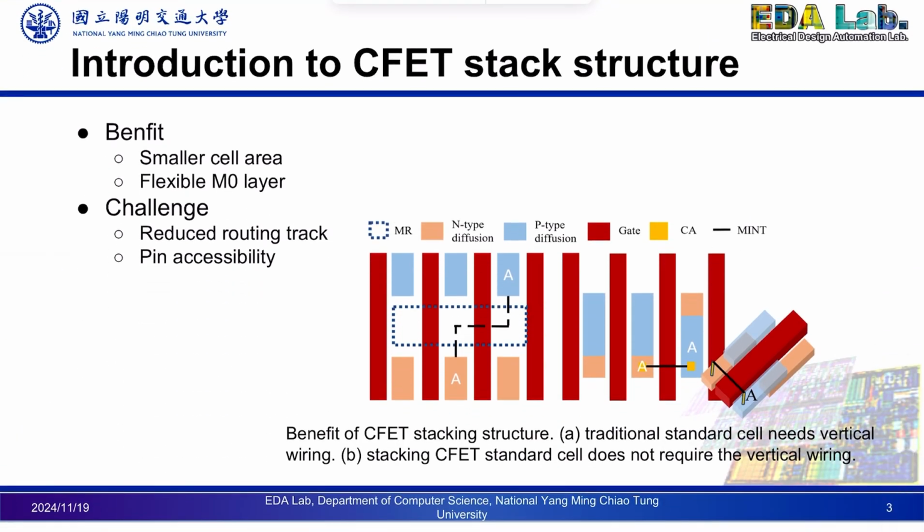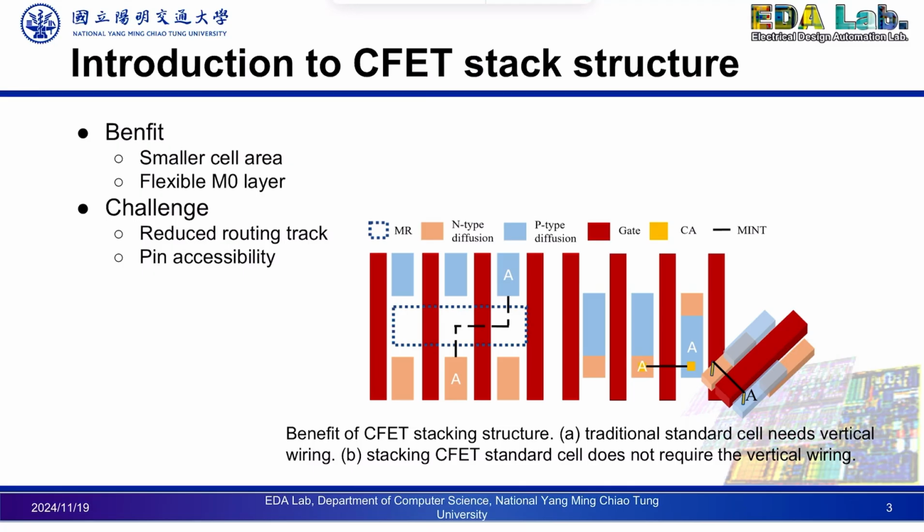Let's start from the C-phase data structure. On the left-hand side, it's the traditional cell layout. P and N type are separated, which means we have a much bigger cell area. And if we want to connect the P type and N type, we need to use a vertical wire. In the C-phase data structure, the cell area is smaller than the traditional one. And the most tricky part is we can shift the position of the N-type and P-type device, which makes it possible to only use the horizontal wire to connect different devices.